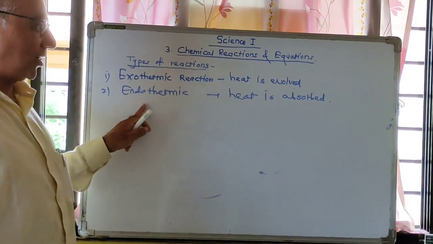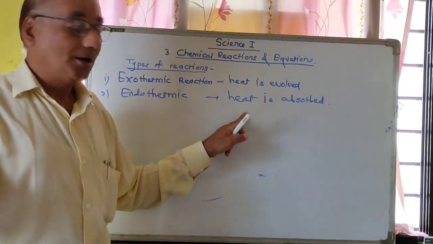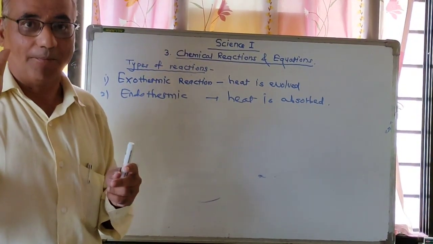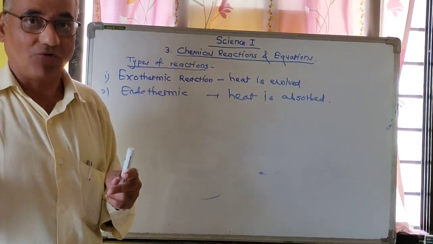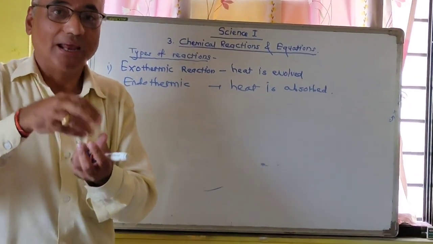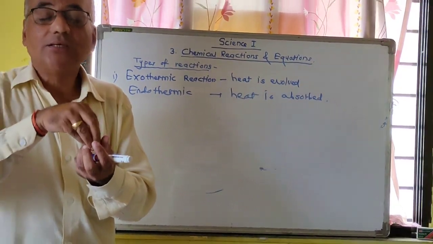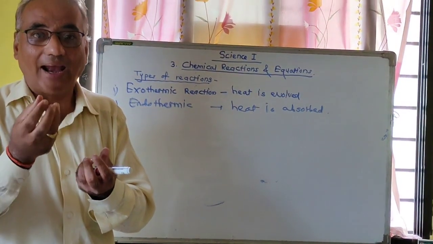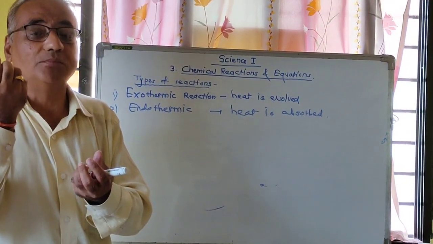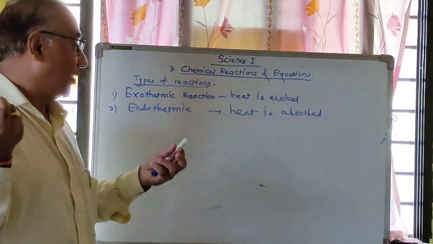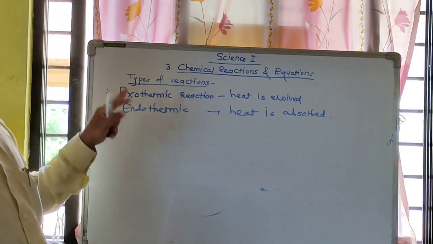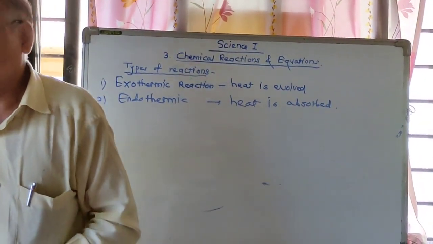Now in an endothermic reaction, heat is absorbed. How can this take place? Let us take some urea, which is used as a fertilizer for crops. When we mix this urea with water and touch the test tube, we find that the test tube becomes very cool. It means that in this reaction heat is absorbed, so it is called an endothermic reaction.